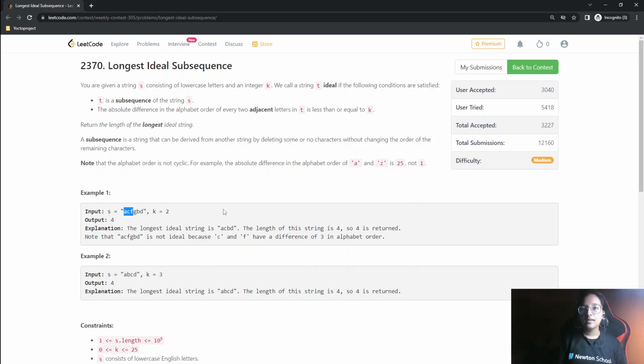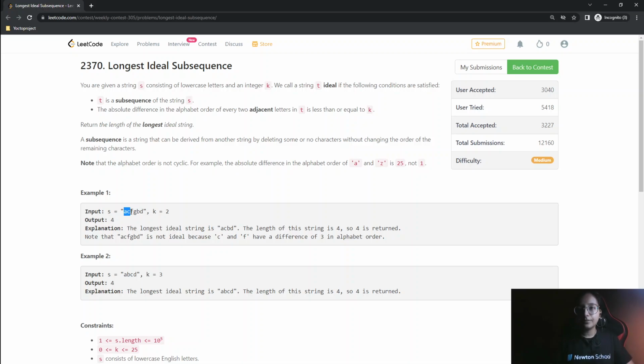So here what we are required to do is take this AC. For this AC, we now need to check the difference between A and C. C is 3 and A is 1, right? So C minus A is 2, and our k is also 2, so this satisfies the condition. We'll put this in our data structure and increment the length, so now we have a length of 2 to be returned as a subsequence, not the longest one.